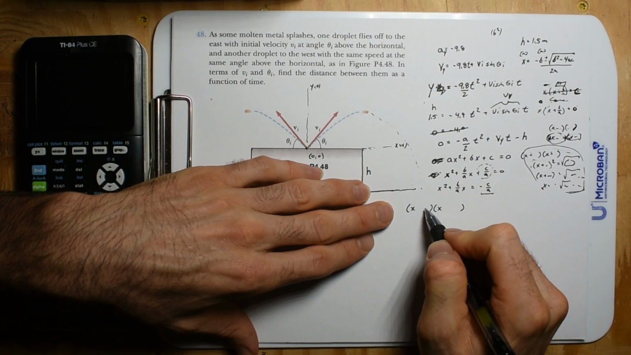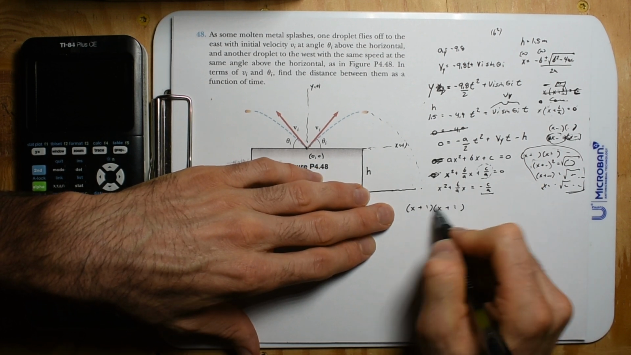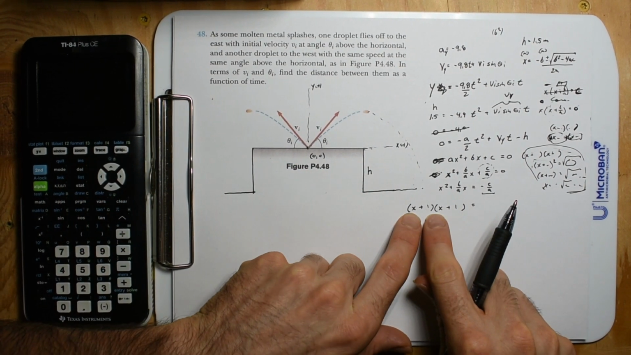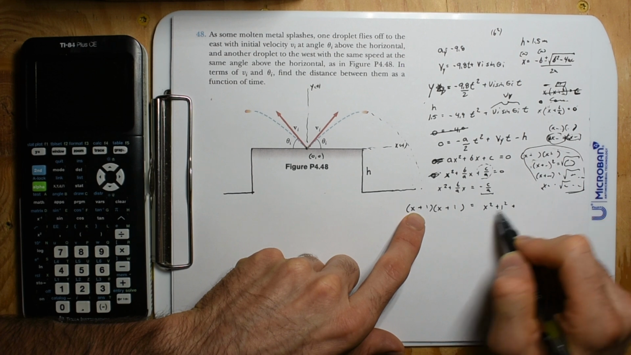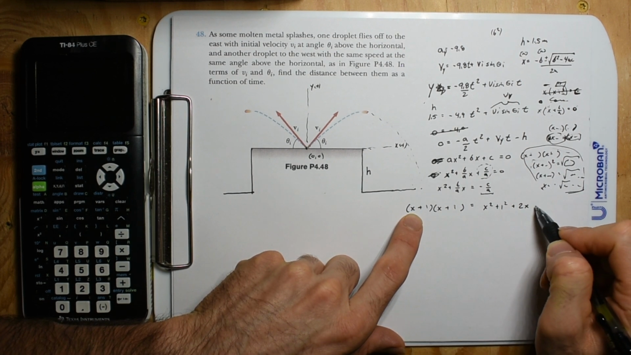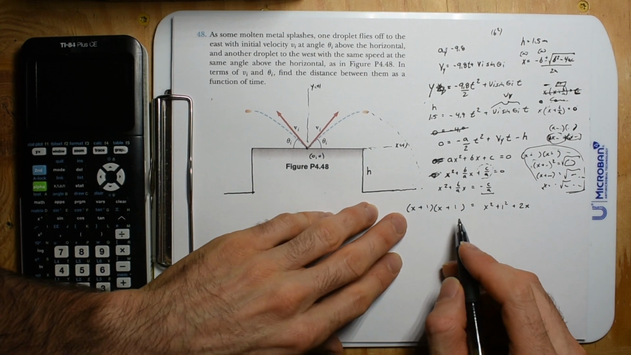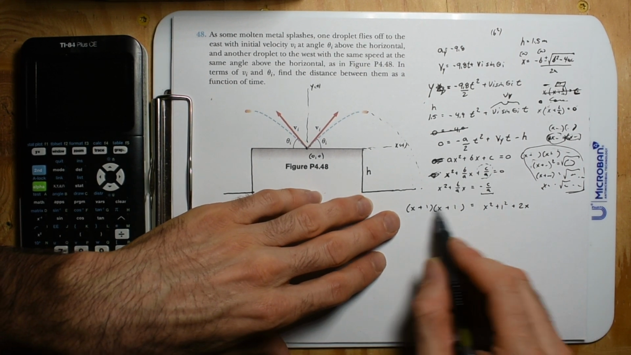Let's say we had x plus 1. That would be an easy one to do. We can learn something about it. The way that I like to do this is, hey, this is just x squared plus 1 squared plus 2x. And so I think that's the fast way.